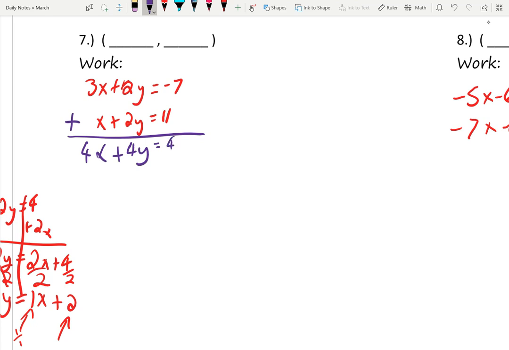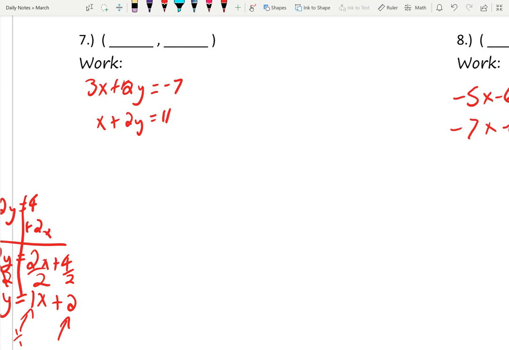Now, this is not what we want to do, because notice, we didn't eliminate the x, we didn't eliminate the y, so this equation here was basically useless. You can't just jump to adding the equations together. You have to make sure something eliminates first.